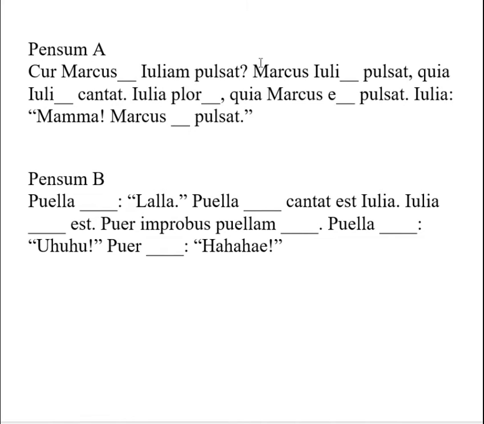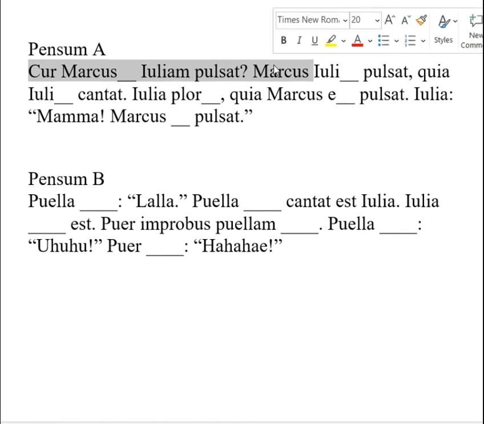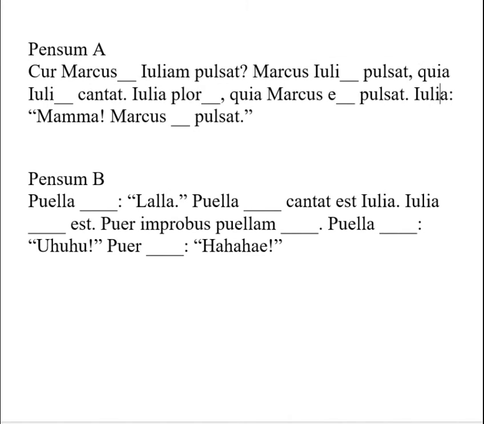Then in the next sentence, we have Marcus Juli something pulsat, quia Juli something cantat. Okay, so this is obvious. We can see that the quia is here, so it's obviously answering the question that was introduced here. Kur means why, and quia means because. So Marcus Juli something pulsat.